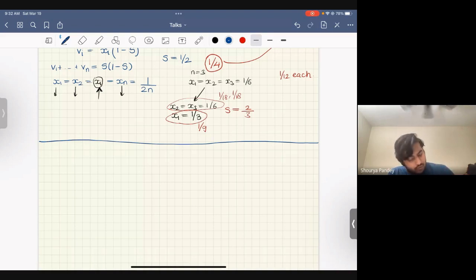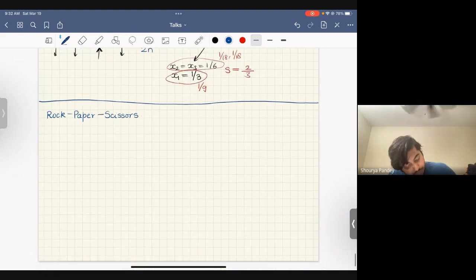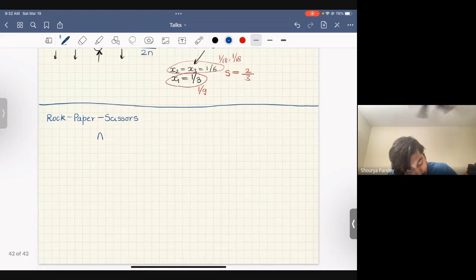Okay, so let's look at this. Let's just look at rock, paper, scissors, right? Okay, so we have two players, A and B. And so we have rock, paper, scissors. Sorry, let me just write it a little wider.